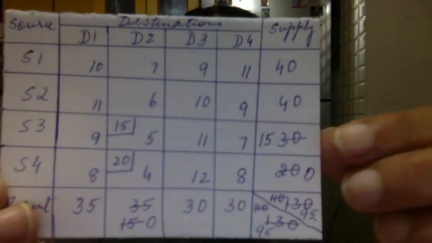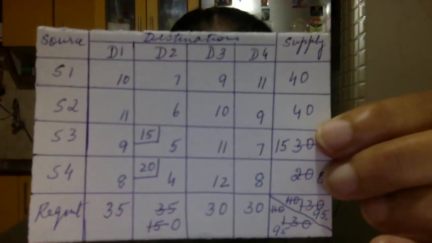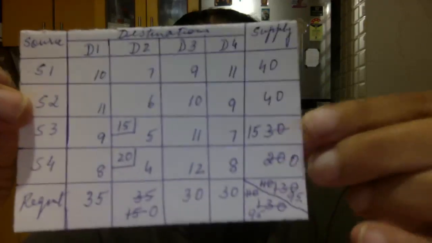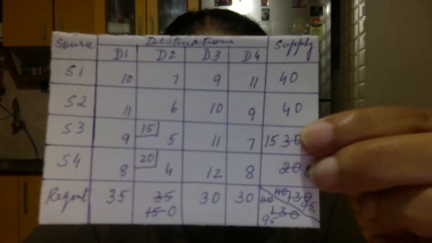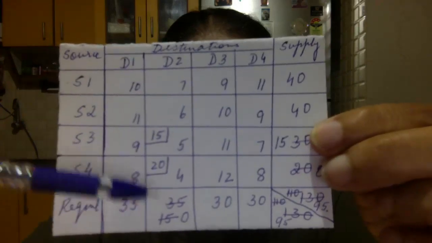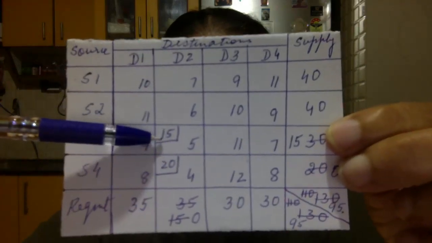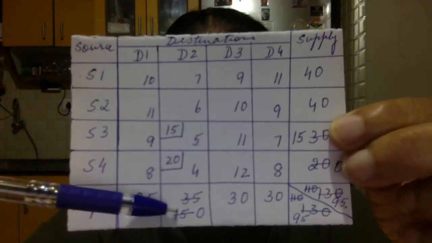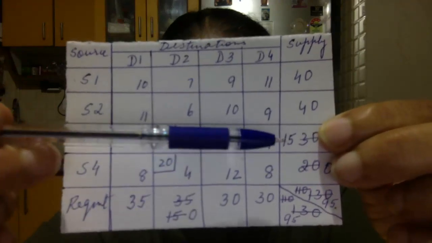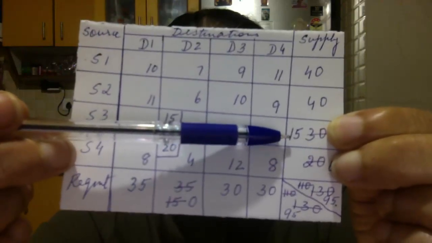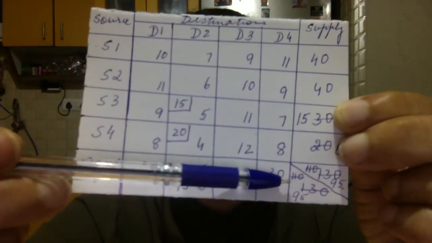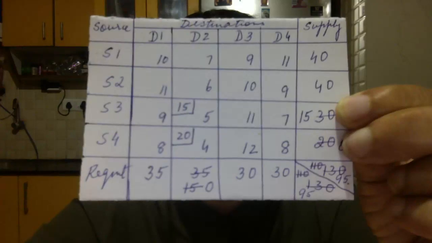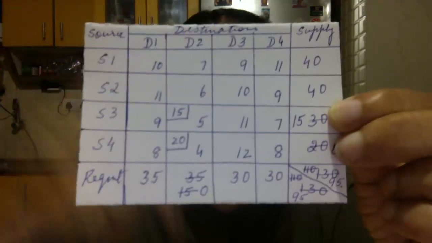So here are the four things that I did. First, because the next least was 5, I gave here 15 units. Why? Because only 15 units requirement was there. And this 15 units I took from the supply of 30 and 30 became 15. Here 110 became 95.